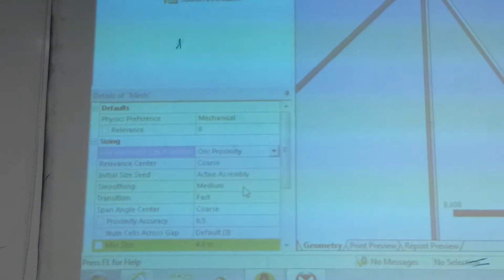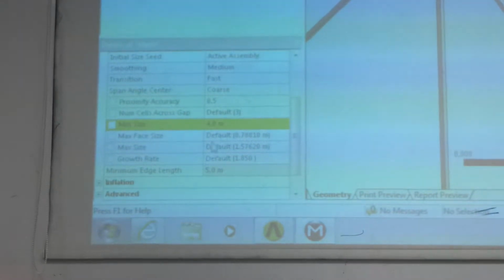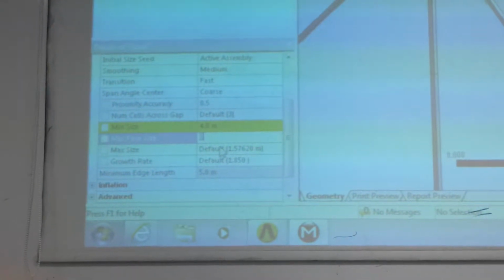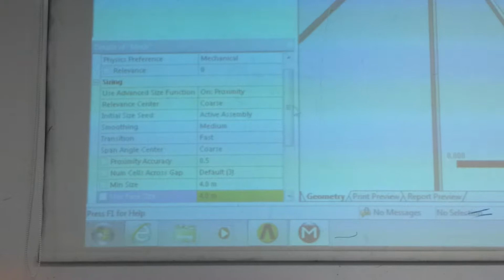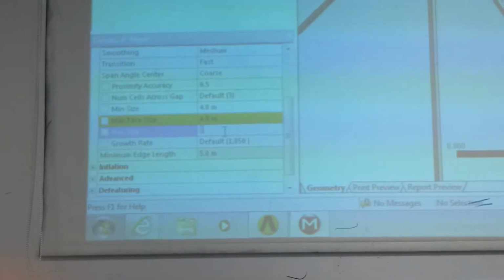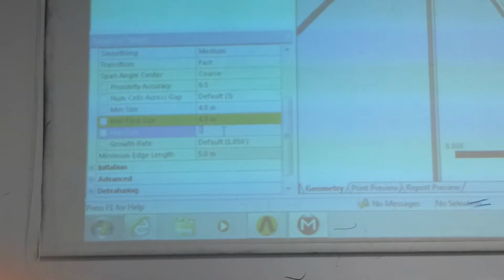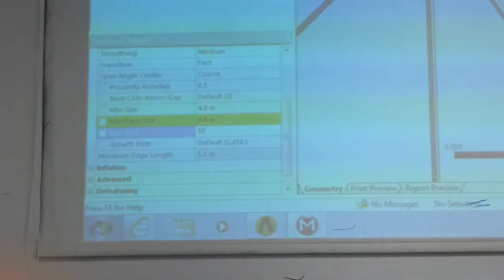Proximity. So the maximum face size, please use also 4 meters. The maximum size should be, of course, more than 4 meters. You can put, for example, 10 because we don't care, or 100.